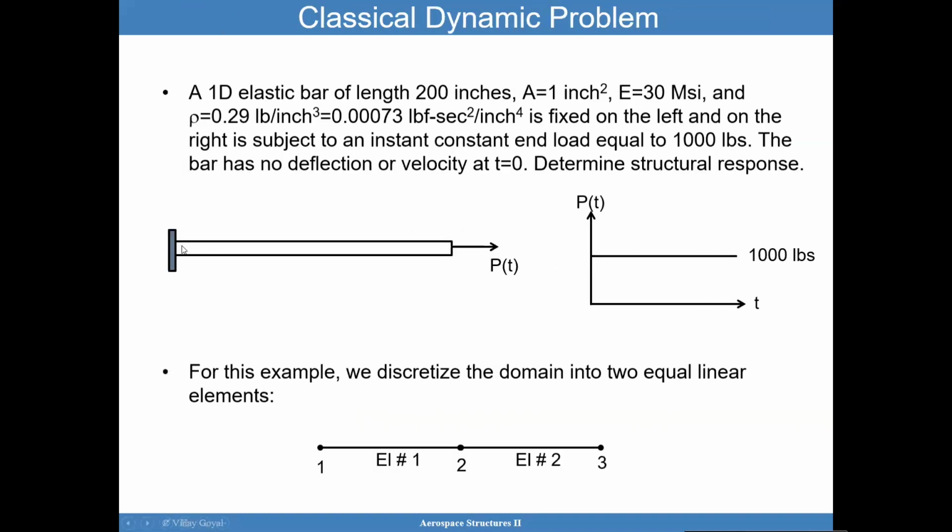In this case, I've taken a continuous system and turned that into two elements. So I've discretized the domain into two elements, and I want to approximate the axial deflection U across this bar with a linear approximation across each of these elements.